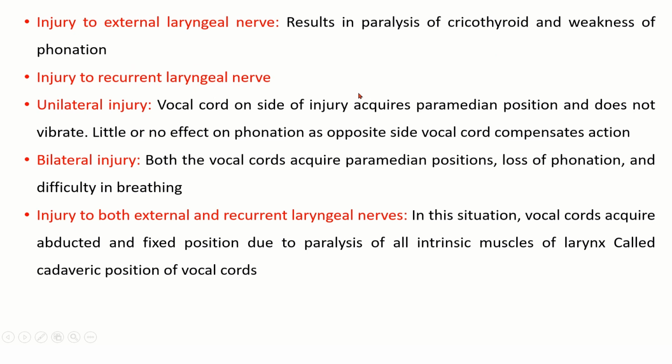Then injury to the recurrent laryngeal nerve. In unilateral injury, the vocal cord on the side of the injury acquires a paramedian position and does not vibrate, with little or no effect on phonation as the opposite vocal cord compensates. Bilateral injury: both vocal cords acquire paramedian positions, with loss of phonation and difficulty in breathing.